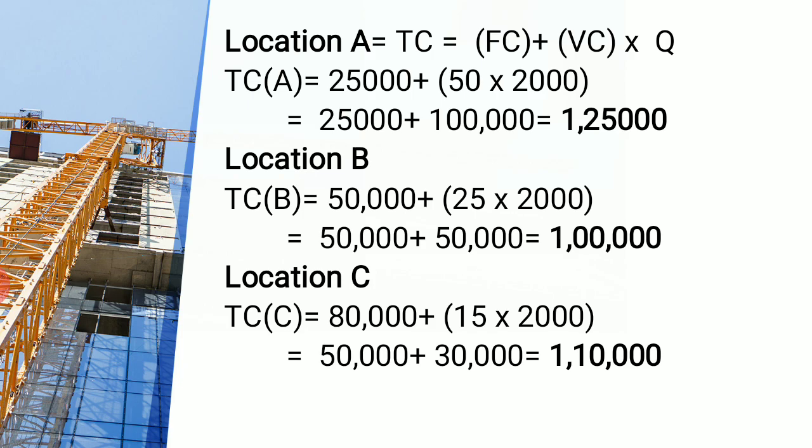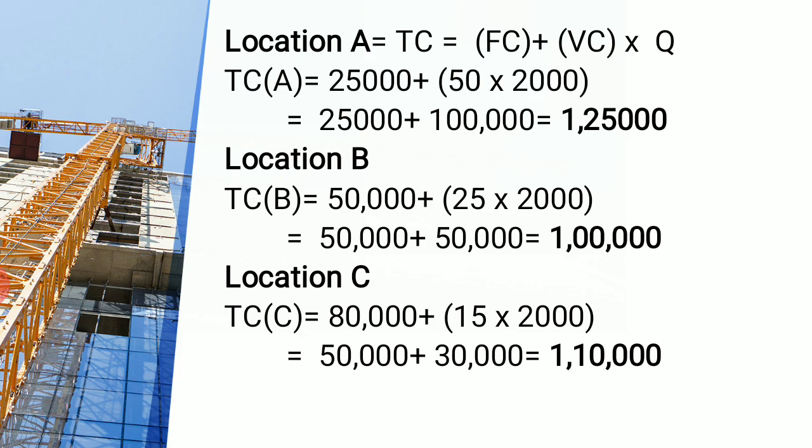Same way we are going to find out the total cost for B location also. How it works out? Fixed cost is available, it is 50,000, right? Variable cost is say 25 rupees per unit, so we are producing 2000 units, that comes to 50,000 more. When we add fixed cost and variable cost, we arrive at 1 lakh rupees, that is considered to be total cost for location B.